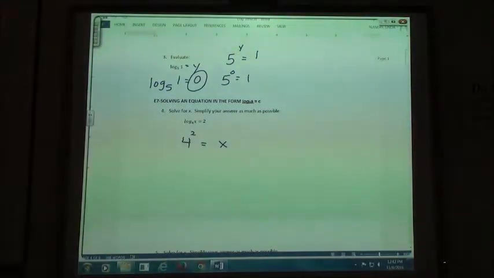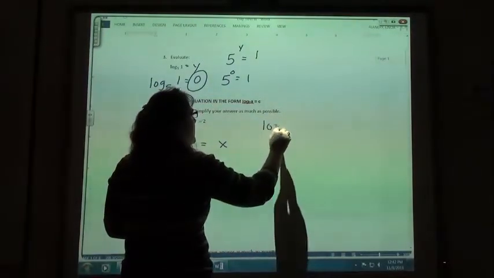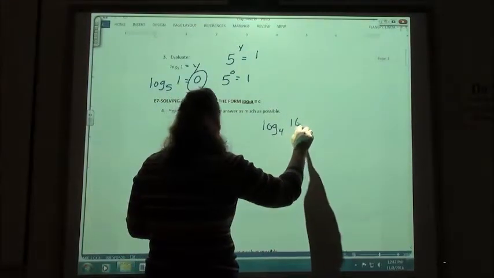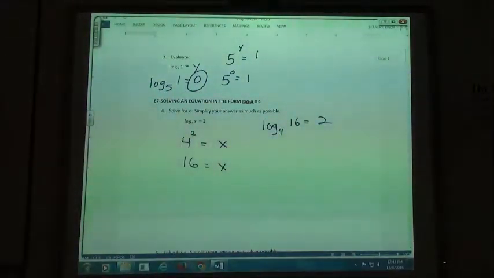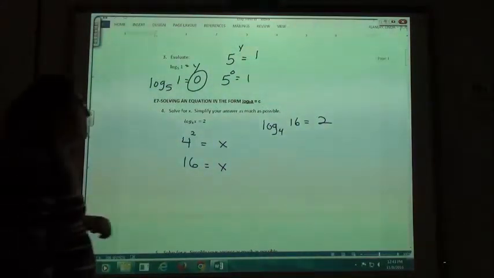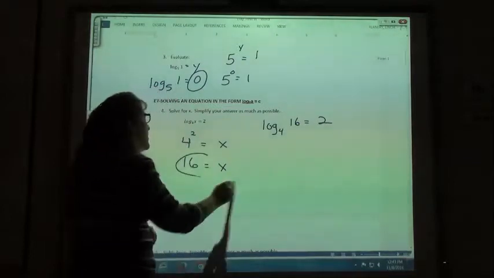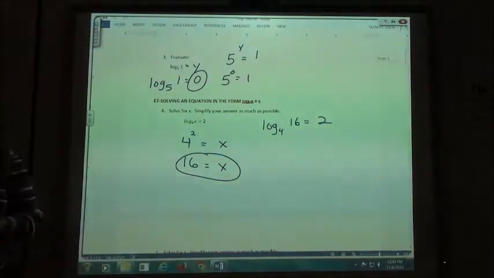Well, that's easy enough to solve for x because I can do 4 squared, right? X is going to be 16. So that means the log base 4 of 16 is equal to 2 because 4 to the second power is 16. So would you have to write that as your whole answer, the log? They're just going to have you do x equals 16.